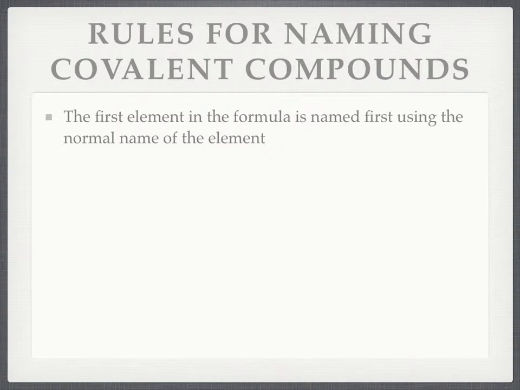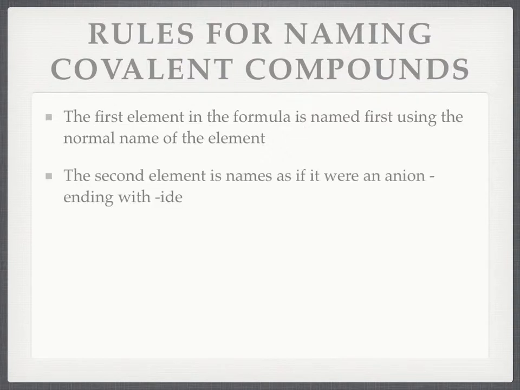The first rule is kind of similar to what we already did. Write the first element in the formula just like you normally would. Whatever it is, just write it down, there's nothing different with that. The second element, we're going to name like we did anions. Technically, it's not an anion. These aren't ions at all. But we name it the same way. In other words, we change it to end in -ide. So if that was oxygen, we'd change it to oxide, or chlorine, we'd change it to chloride. But you can also have those same things come first sometimes, so that's a little different than with the ionic ones.